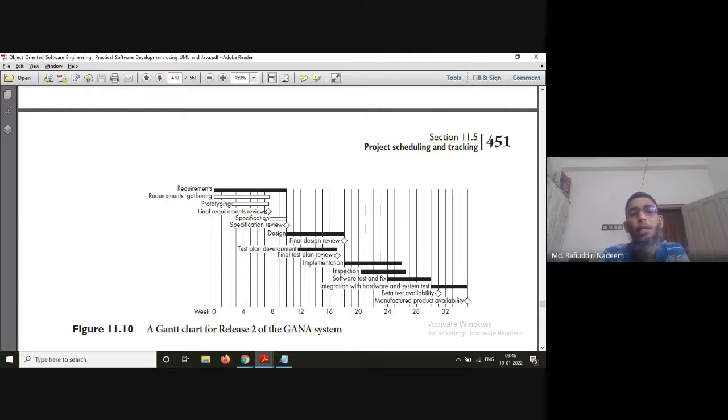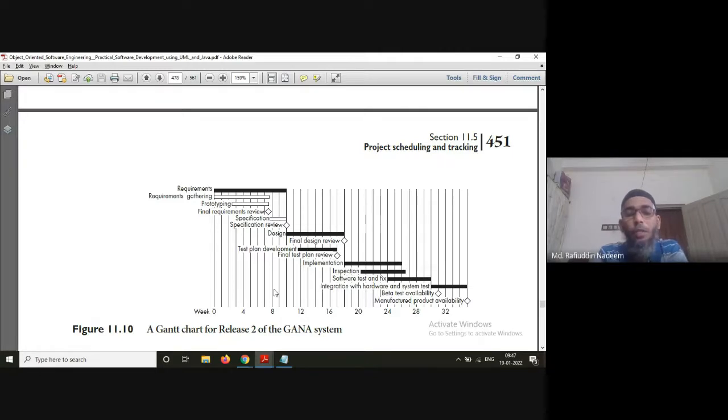Here the requirements are done. Once the requirements are done, the designing starts, and while the designing is actually going on, the test plan development has also been started. And once the designing is done, the implementation starts, and while the implementation is going on, the inspection is also started. So the horizontal bars are telling you which activity is going on, which activity will follow which and occur sequentially, and which activities will occur in parallel.